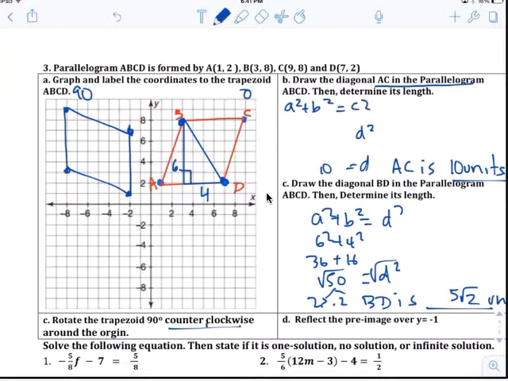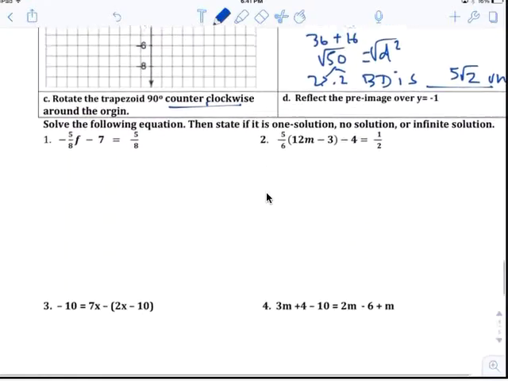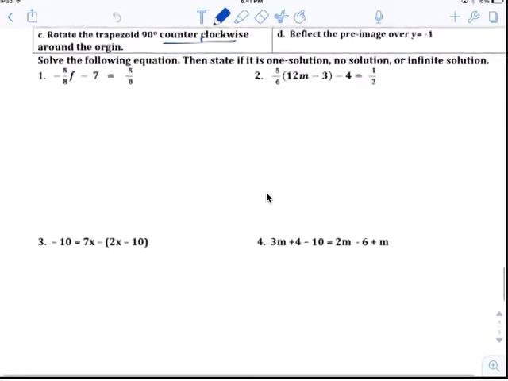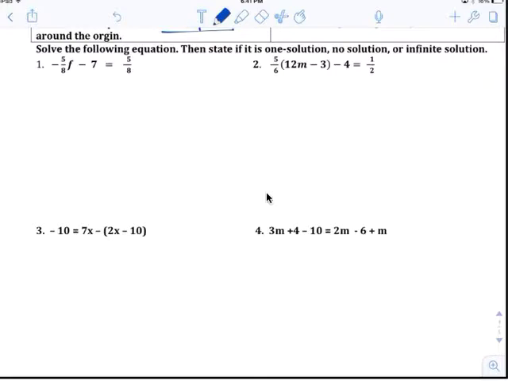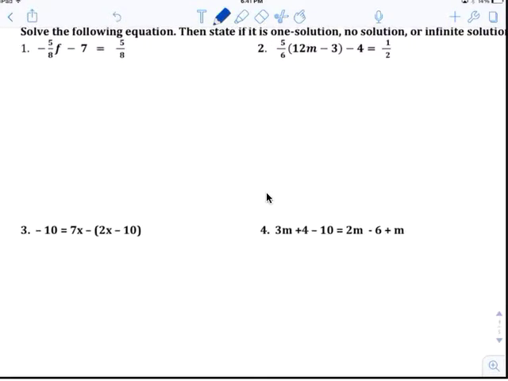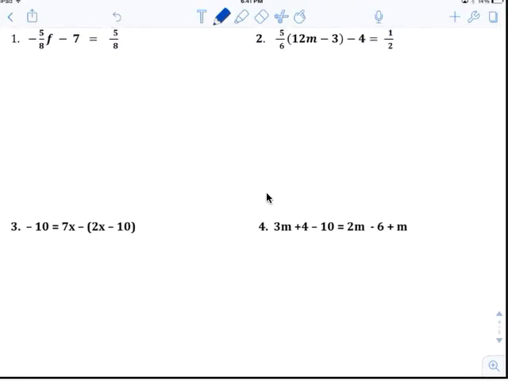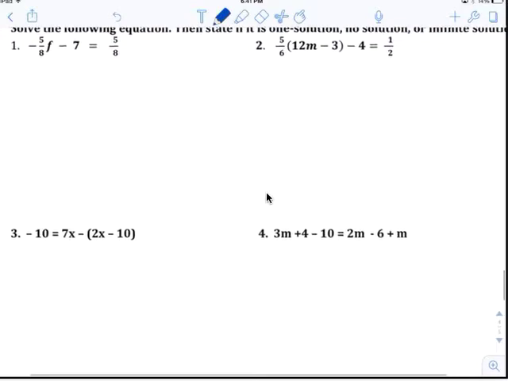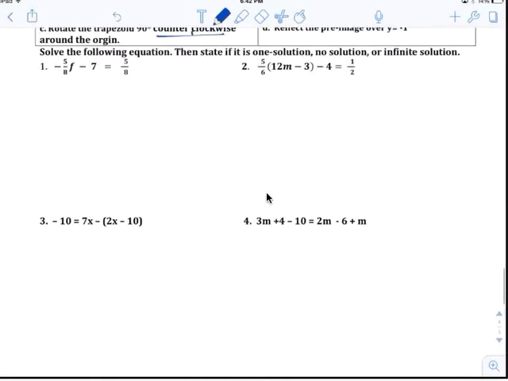Reflect the pre-image over y equals negative 1. Hey, y equals negative 1 is right here. Okay? Reflect the pre-image. This is the pre-image over it. Most of you know how to do that. I think I did a couple of these in class. I think most of you know how to do this. Let's see, which one should I do? I think you're good, right? That would make it easier for you.